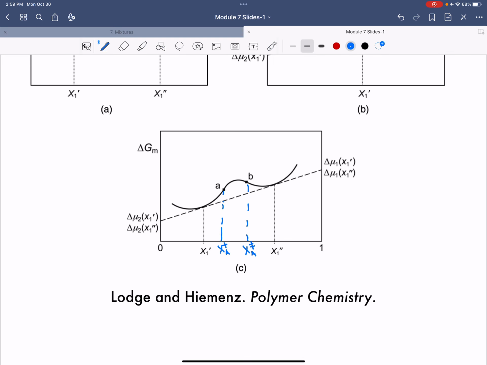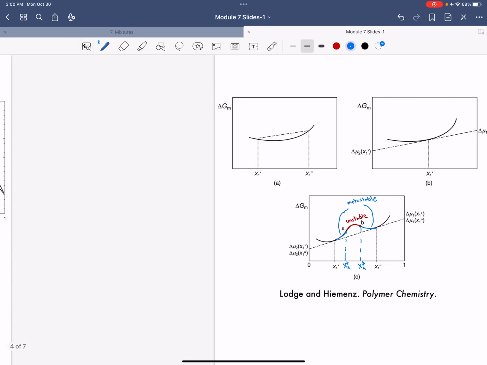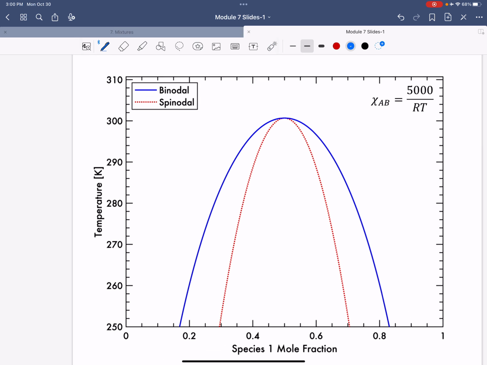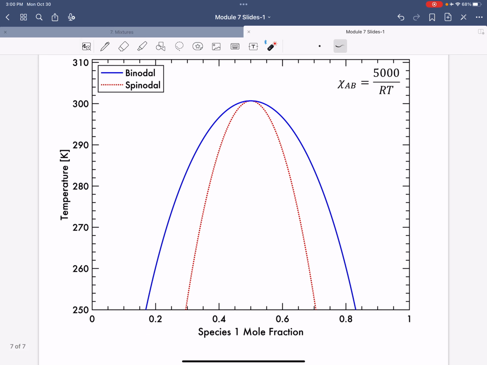All right, so I'll mark it here in color. This is unstable, and these regions are metastable. So that's how we would visualize it on the delta G mixing curve. But if we go back to the phase diagram, and we look at the binodal and spinodal portions, and we'll talk about how to calculate the spinodal in a bit, it's a little bit easier to visualize what's going on.